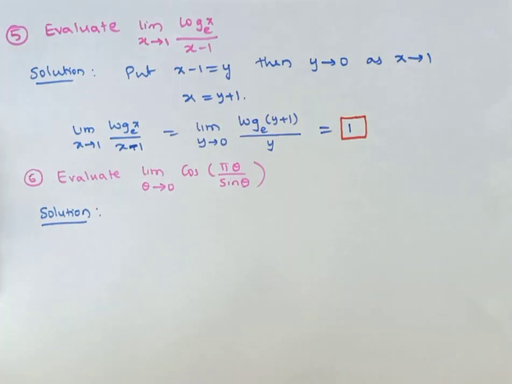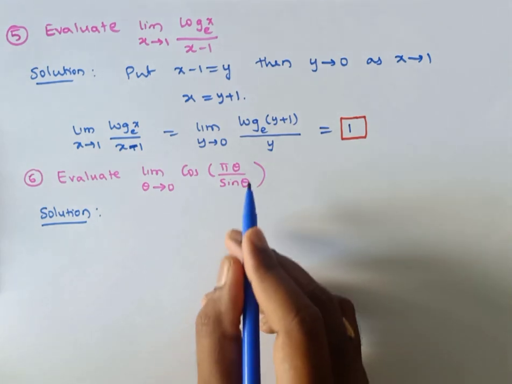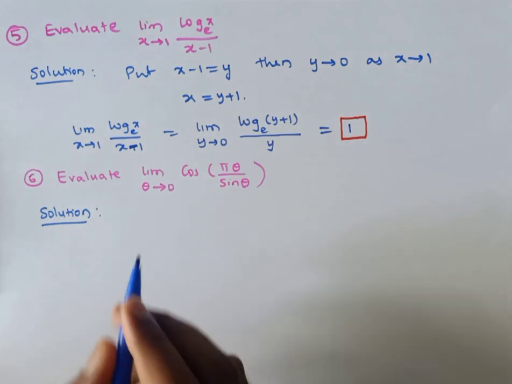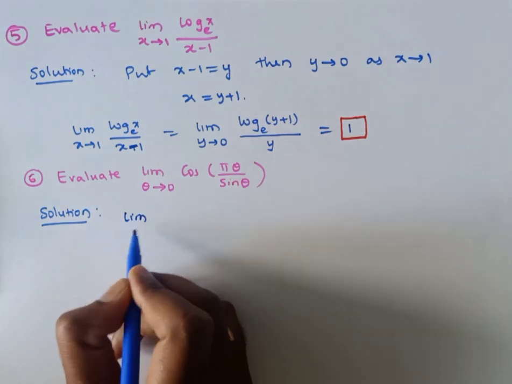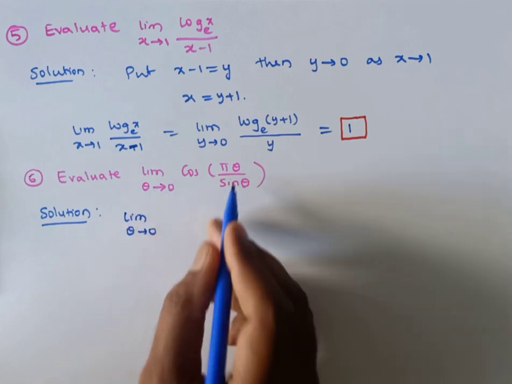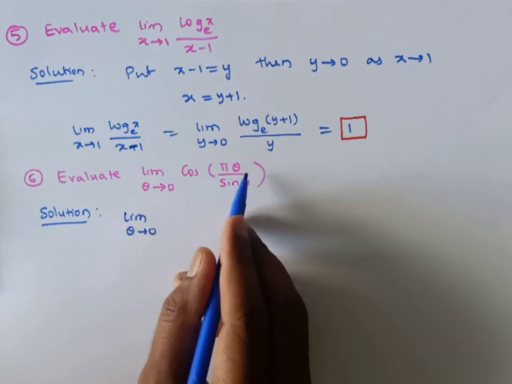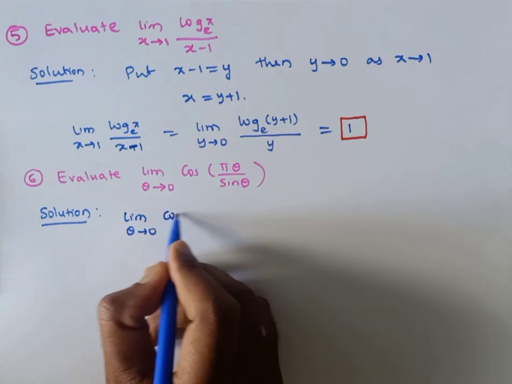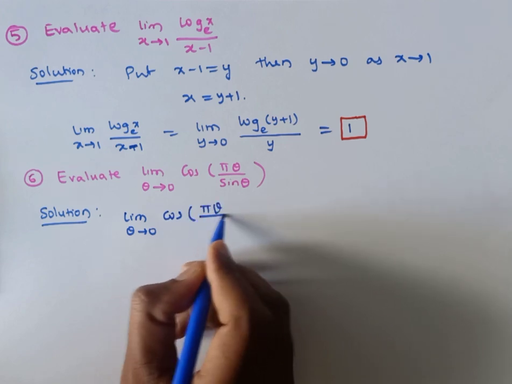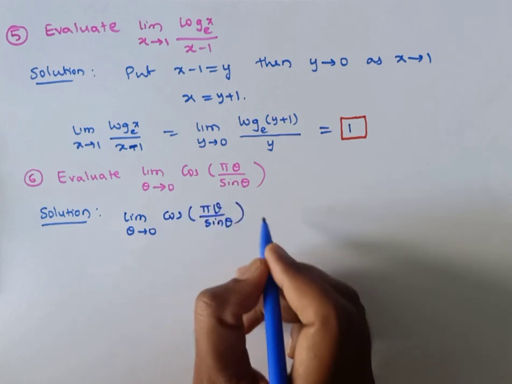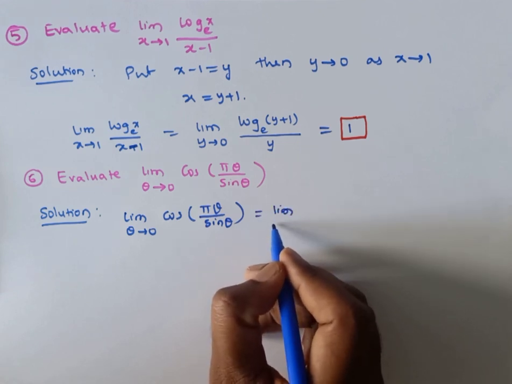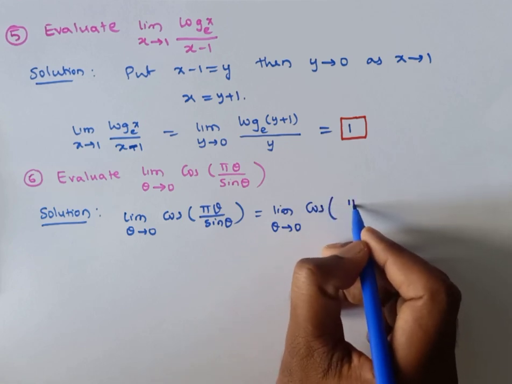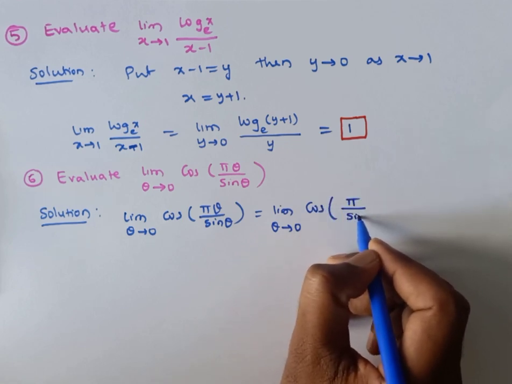Now see the limit theta tends to 0 of cos of pi theta divided by sin theta. So cos of pi theta by sin theta. Now here how to apply the limit for this? Here the inner function is there for cos, so you need to apply the limit for this interior or internal function. So here cos of pi theta divided by sin theta is there. Now we can write this as limit theta tends to 0 of cos of, we can write it as pi divided by sin theta by theta.